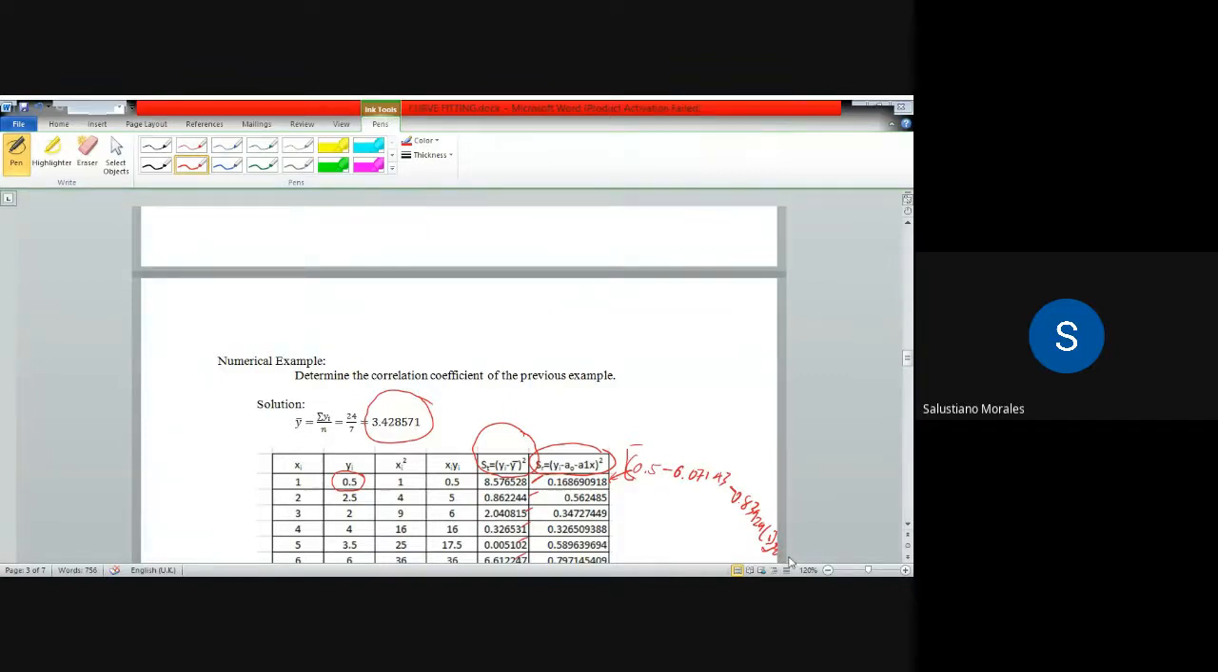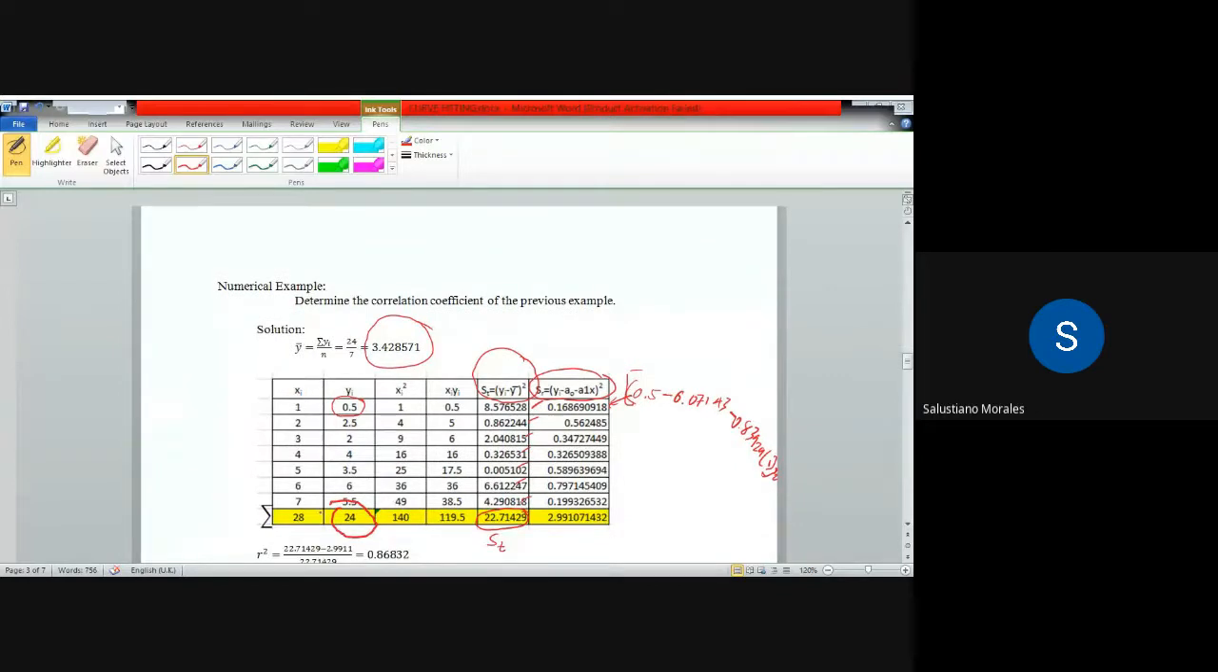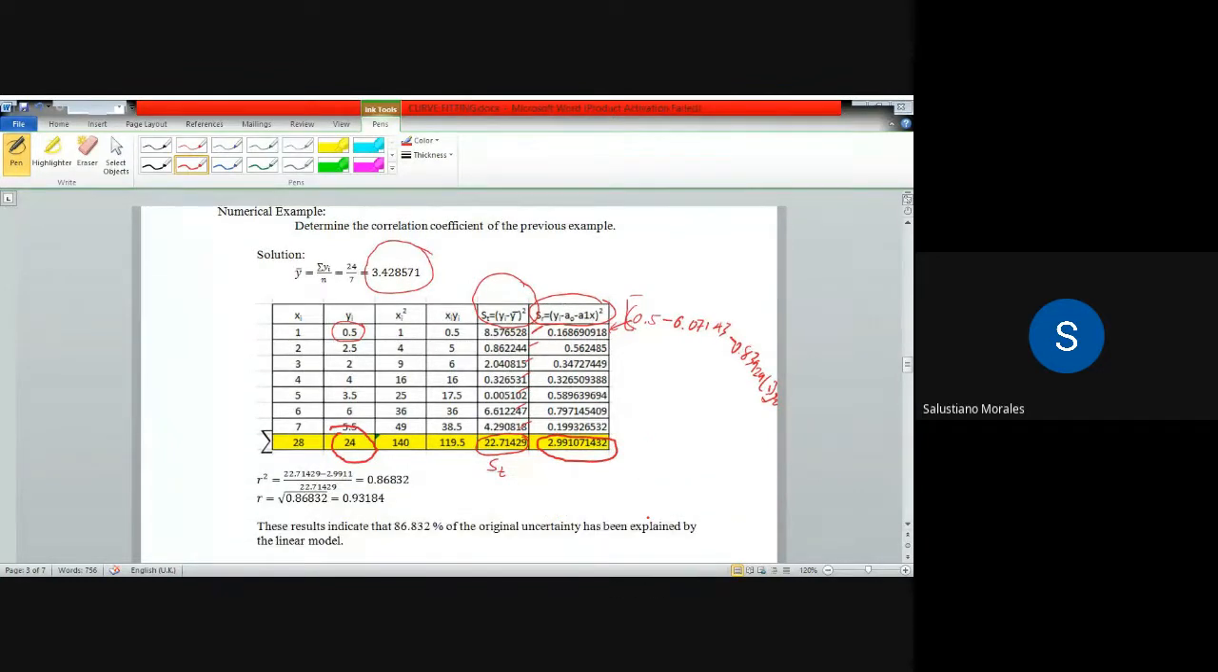The same goes for the next. Our next y is 2.5 and our x should be 4. So only those change, to arrive at a value of 0.56 something, up to the last of the given data points. If you add all of these values, we have a value of 2.9910 something as the value of SR. So this is our SR.